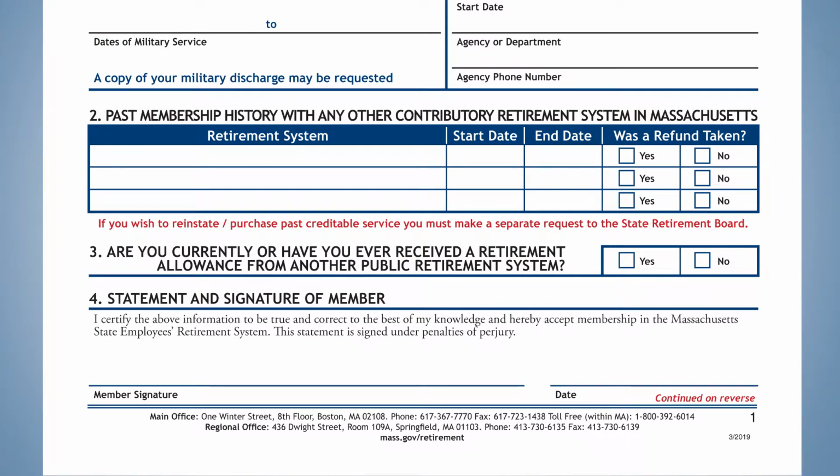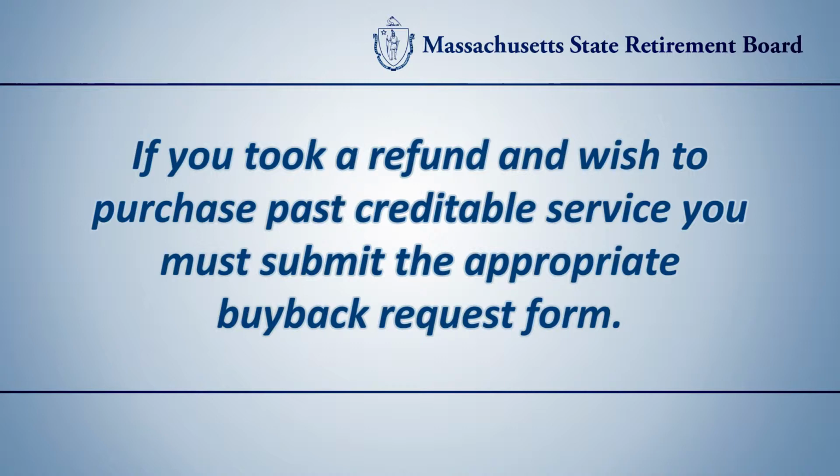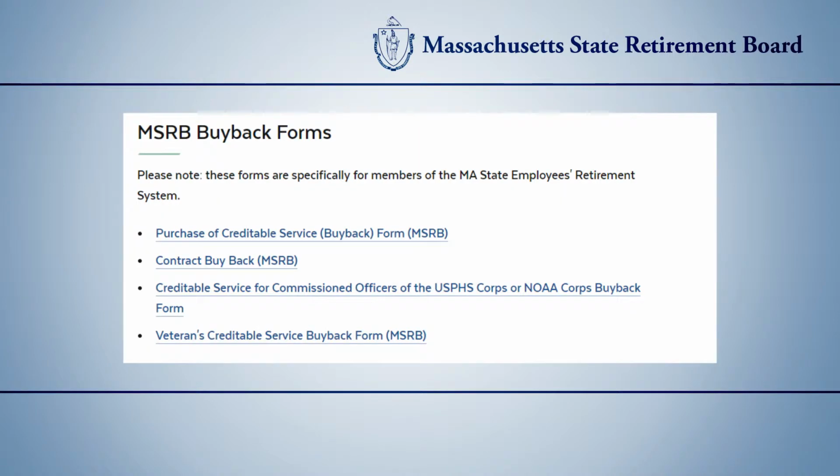In subsection 2, you will want to list your past membership history, if any, with any other contributory retirement system in Massachusetts. Please provide the name of the retirement system, the dates you worked there, and indicate if you took a refund of your retirement contributions by checking either the yes or no box. If you did take a refund and wish to purchase past creditable service, you must make a separate request to the State Retirement Board by completing and submitting the appropriate buyback request form.